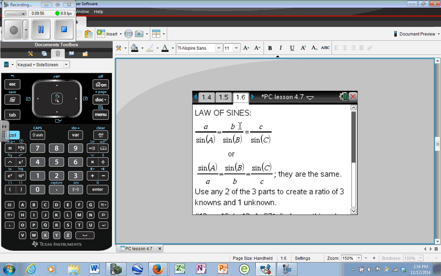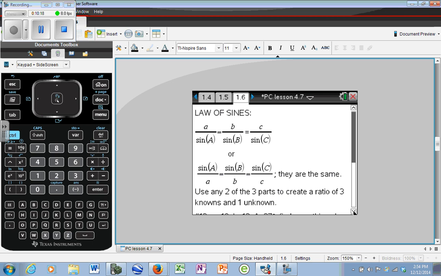The only reason you might use one instead of the other is that, let's say that you want to solve for a side. You're going to want to choose the rule where a side is on the top, so that your unknown is in the numerator. Otherwise, you're going to have to move too many parts around. You might get a little confused. If you're going to solve for an angle, you might want to use this one down here.